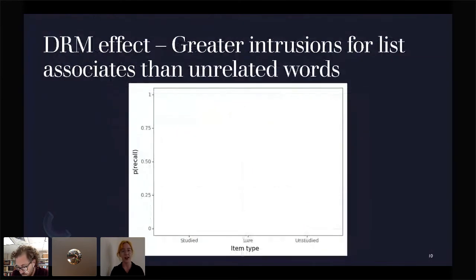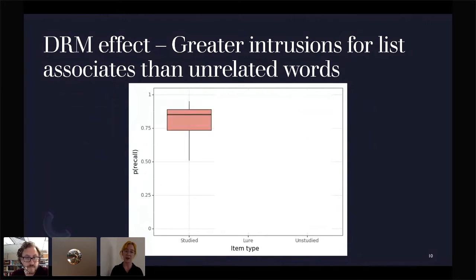And then finally, I think this is one of the strongest arguments for using a pre-trained model of semantics. We're able to capture the DRM effect without having to build any new mechanisms in. In particular, for the DRM effect, let's say that you study a list of a whole bunch of things related to sleep, dreaming, drowsy, and so on, but then you never actually see the word sleep. We expect there to be intrusions because those lists are designed to make people say that word.